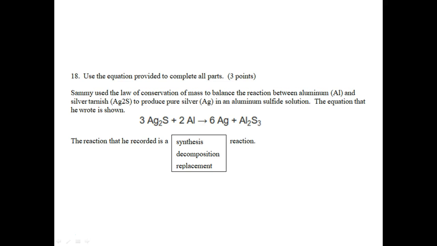Number 18. Use the equation provided to complete all three parts of this question. Sammy used the law of conservation of mass to balance the reaction between aluminum and silver tarnish to produce pure silver and an aluminum sulfide solution. The equation that he wrote is shown. The reaction that he recorded is a synthesis, decomposition, or replacement reaction. Circle the correct term to make the statement true.